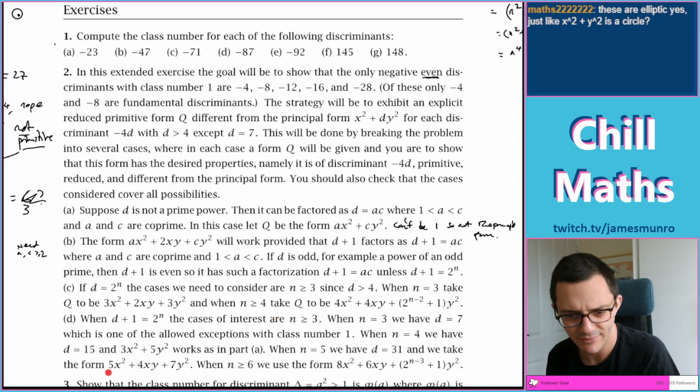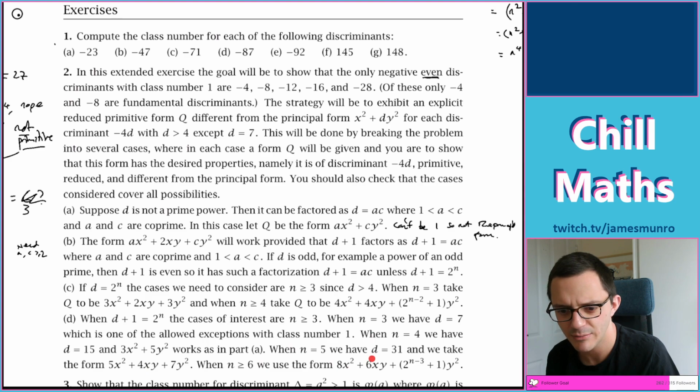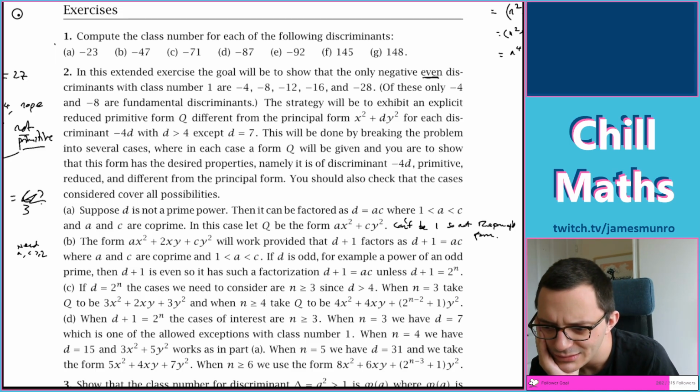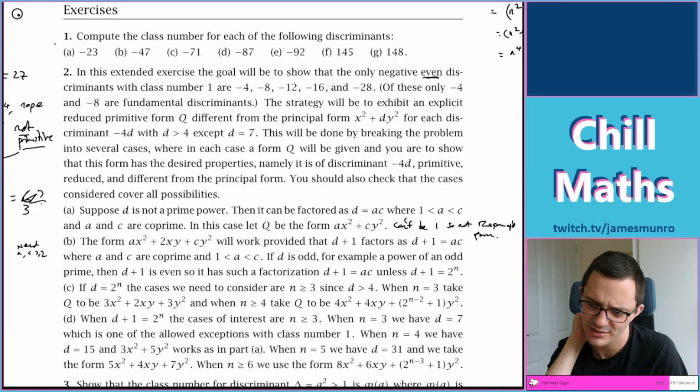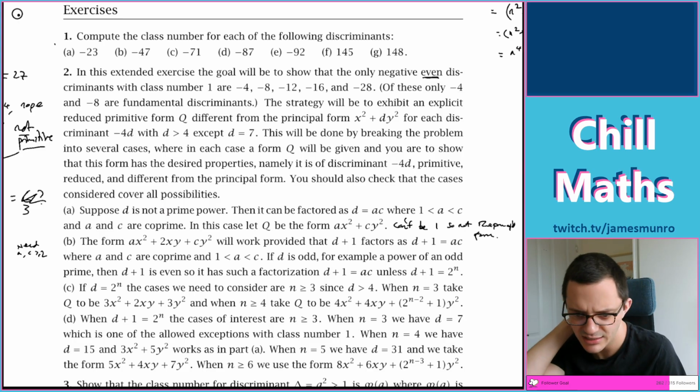When n is 4, we have this. When n is 5, d is 31. Take the form that, crikey, when n is greater than 6, use this one. Ugh, yuck, okay. I don't see an easy way to say... Well, I suppose it is what numbers can these take? And looking at small values that they can take is probably the way in.